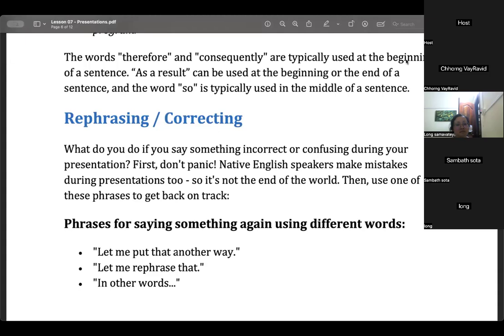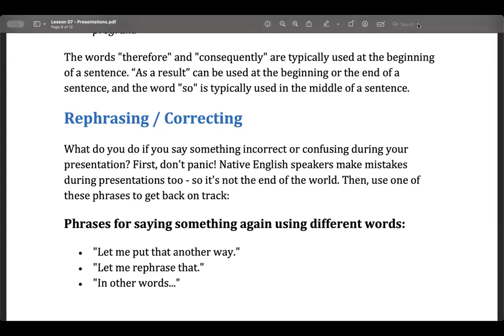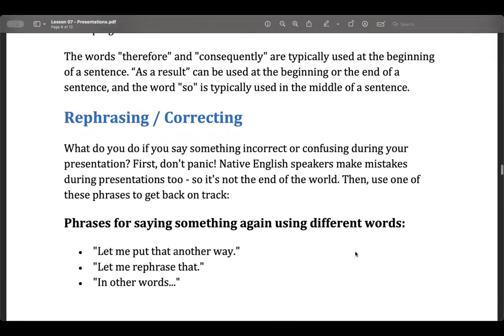What do you do if you say something incorrect or confusing during your presentation? First, don't panic. Native English speakers make mistakes during presentations too, so it's not the end of the world. Then use one of these phrases to get back on track. Phrases for saying something again using different words. Let me put that another way. Let me rephrase it. In other words.